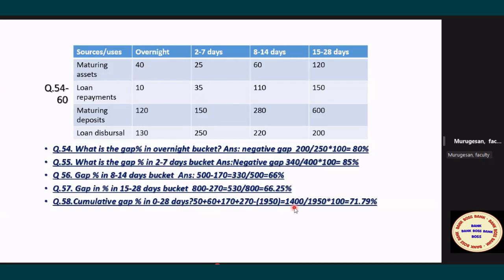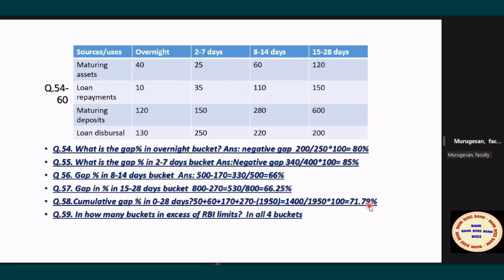The cumulative gap in this one is 1400. Here I have added positive. So the total cumulative gap is 1400. And what is the expected outflow? If you total all the outflows, 250, 400, 500, 800, 1300, 1700, 1950. So the overall cumulative outflow is 7179.